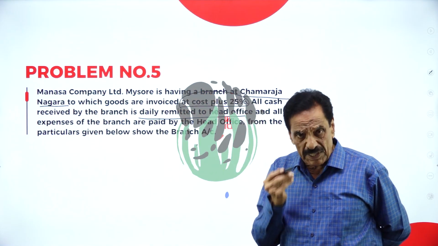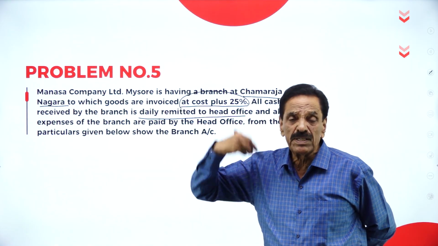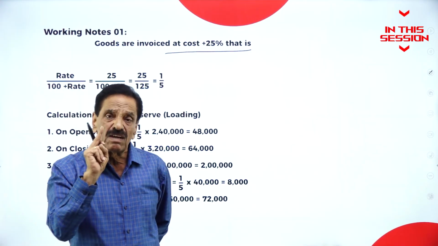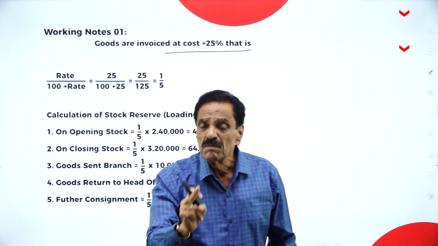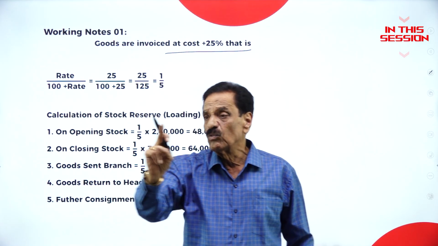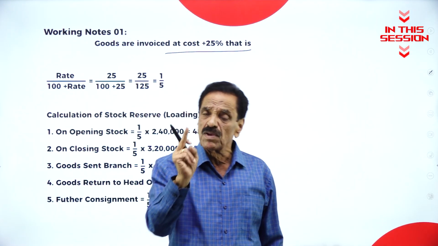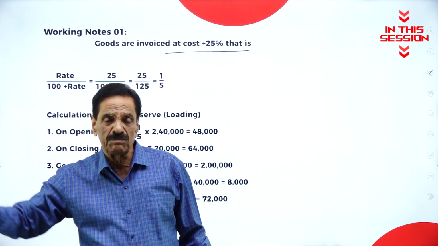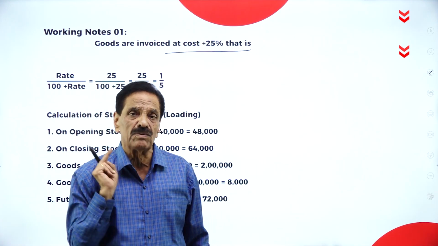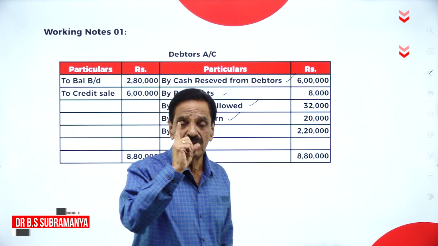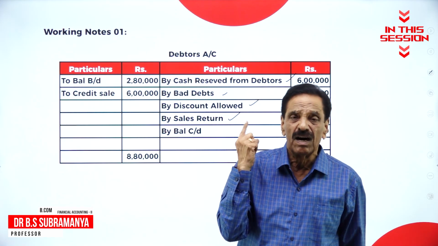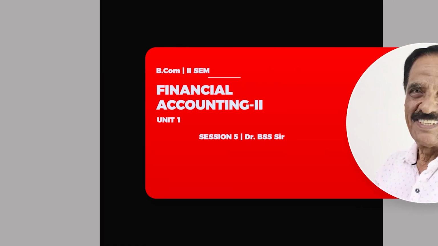Whatever amount we receive every day should be remitted to head office. They should not retain the cash. If the cost is 100, profit is 25, and 125 is the invoice price. For rupees 125 invoice price, profit is 25, that is 25 by 125. Generally, a debtor account is prepared to find out the closing debtor or cash received from the debtor.